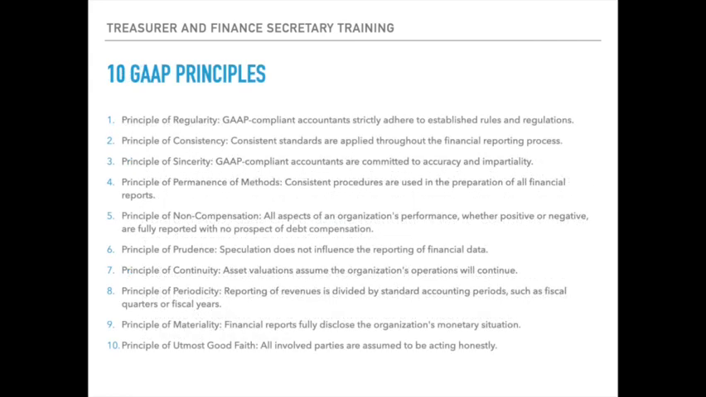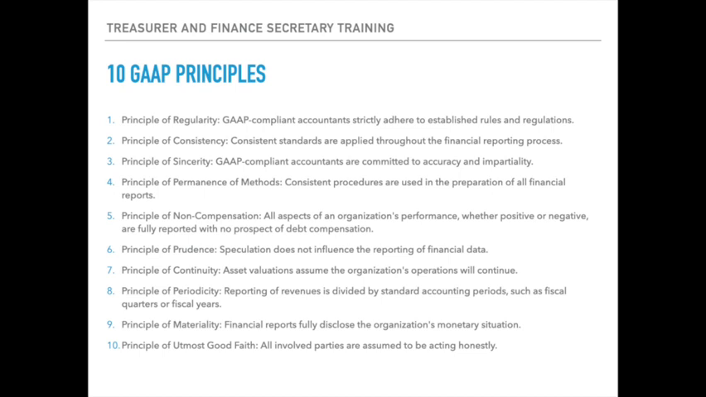The 10 GAAP principles, in essence, cover our accounting procedures and regulations. The principle of regularity. GAAP-compliant accountants strictly adhere to established rules and regulations. The principle of consistency. Consistent standards are applied throughout the financial reporting process. The principle of sincerity. GAAP-compliant accountants are committed to accuracy and impartiality. The principle of permanence of methods. Consistent procedures are used in the preparation of all financial reports.